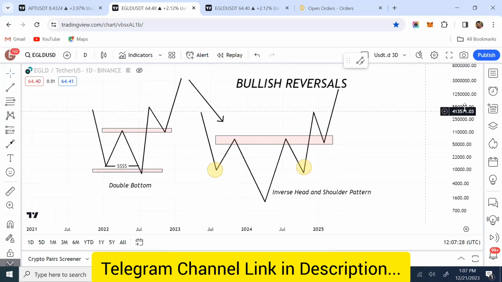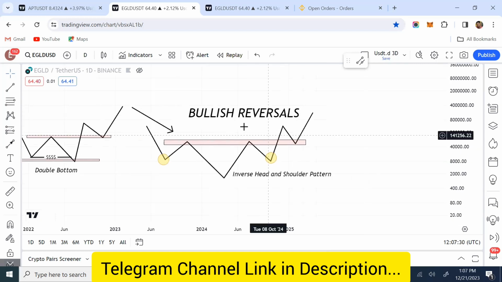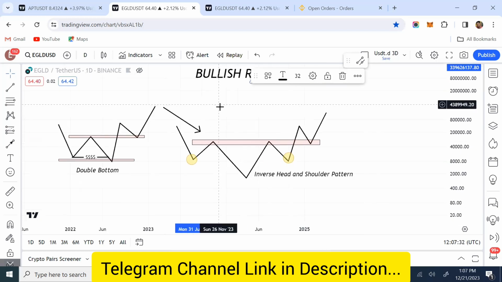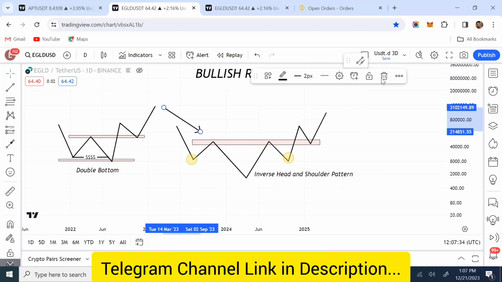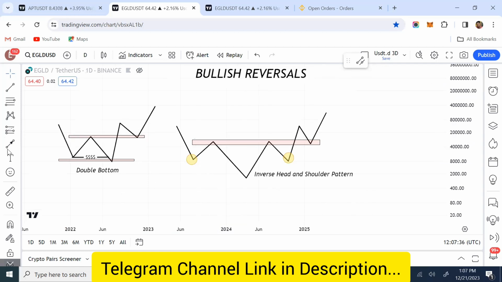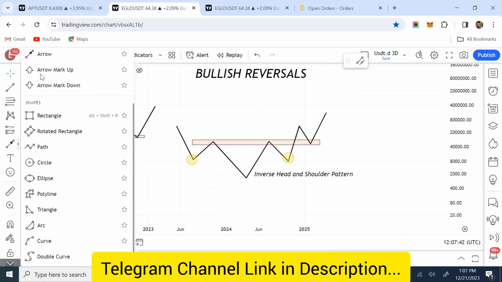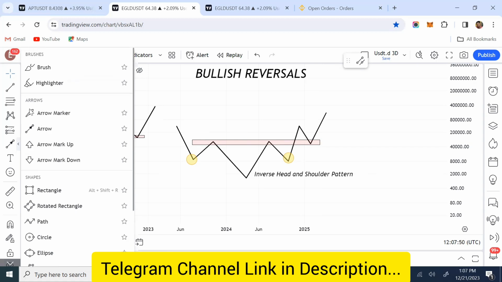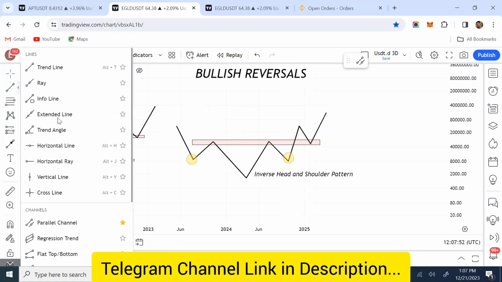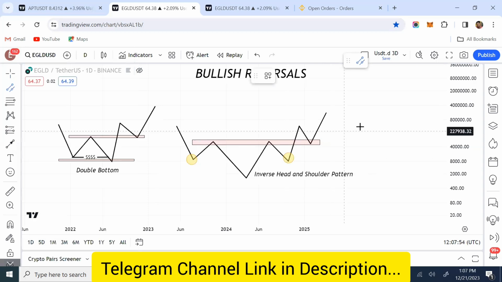Now, the next one to talk about, you guys should guess. Falling wedge. We talked about rising wedge before, so now we'll talk about falling what? Falling wedge. Oh yes, we'll talk about falling wedge. Let's see. What do we have here?